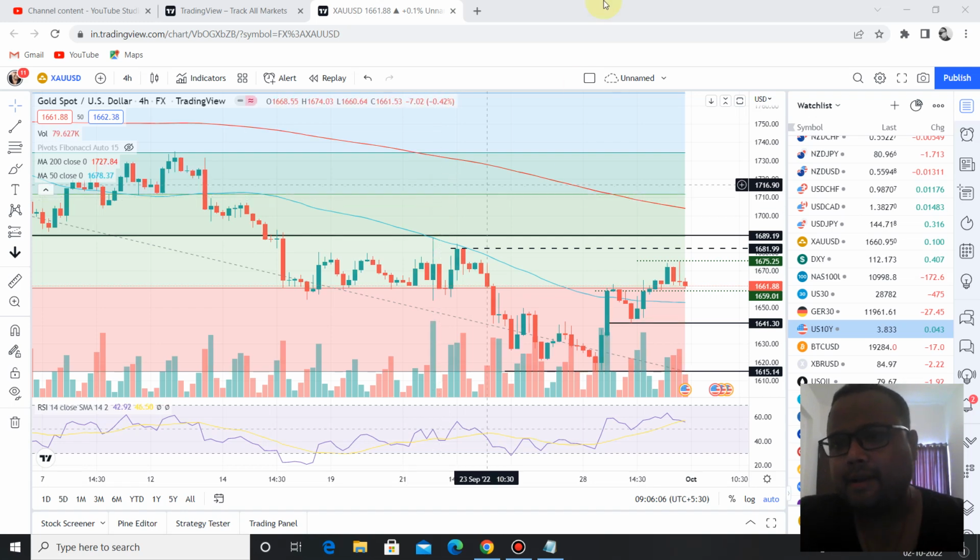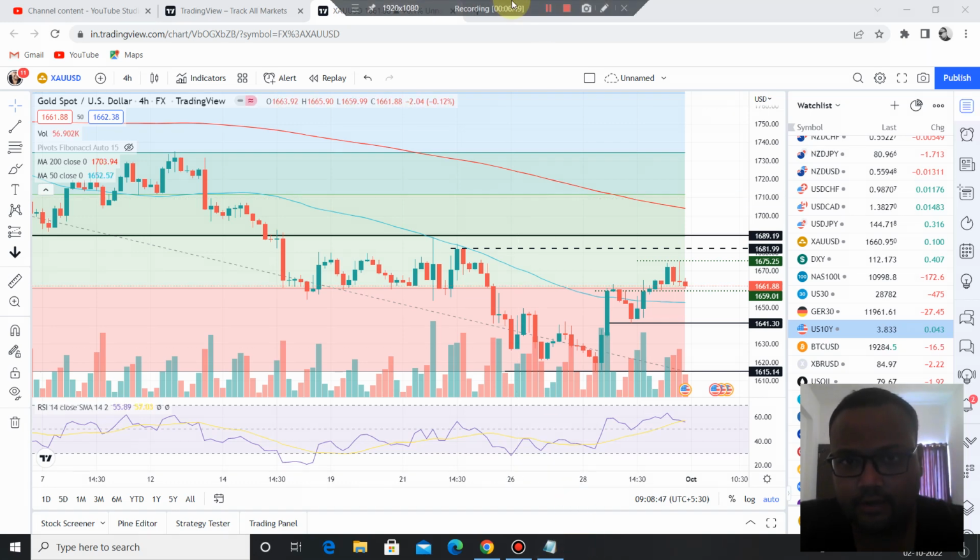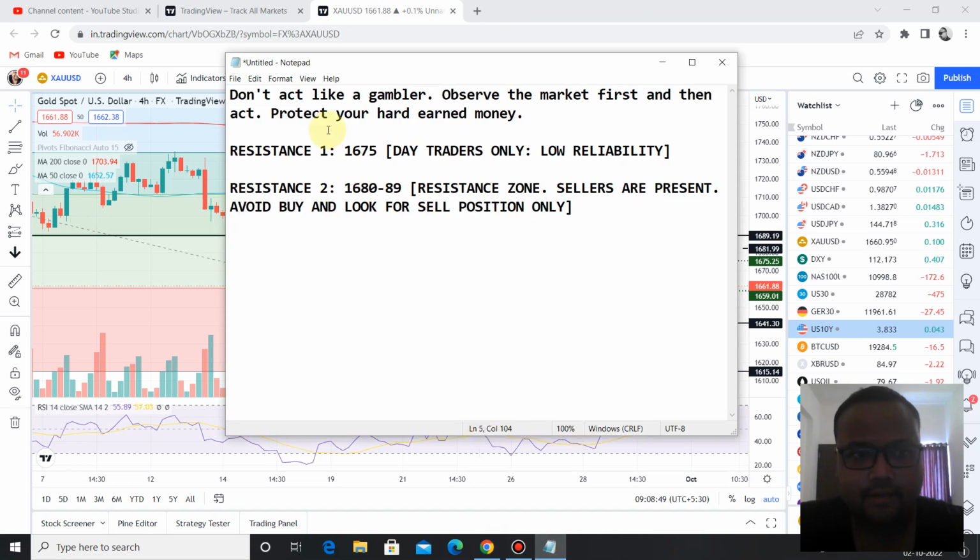Okay, and ultimately we have resistance from the 200 moving average. You can see the red line coming down. So around 1695 we can expect the market to face some resistance again from the 200 moving average. But right now these are the levels that you need to watch out for. So my dear friends, these are the levels.